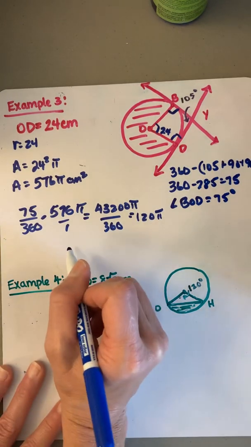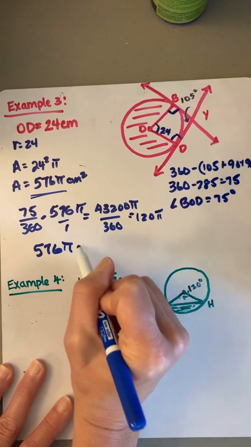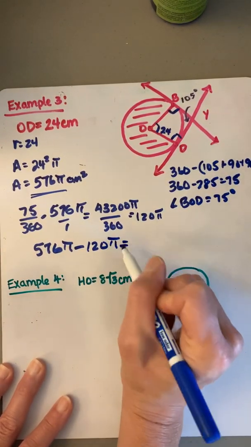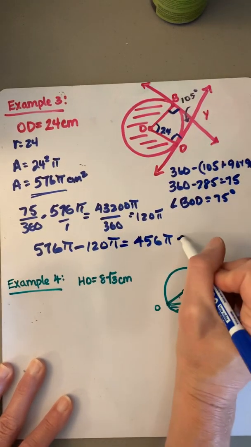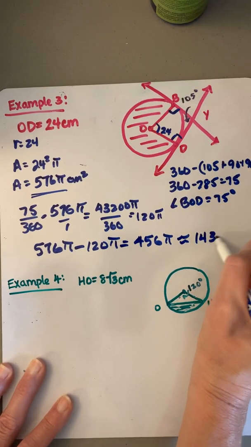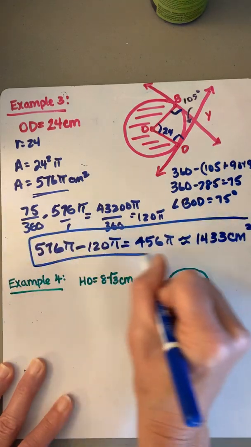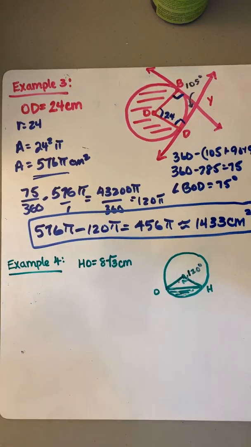now. And so we're going to take that whole area, 576 pi, subtract from that 120 pi, and we get 456 pi, or approximately 1,433 square centimeters. All right, and we have one more to look at.